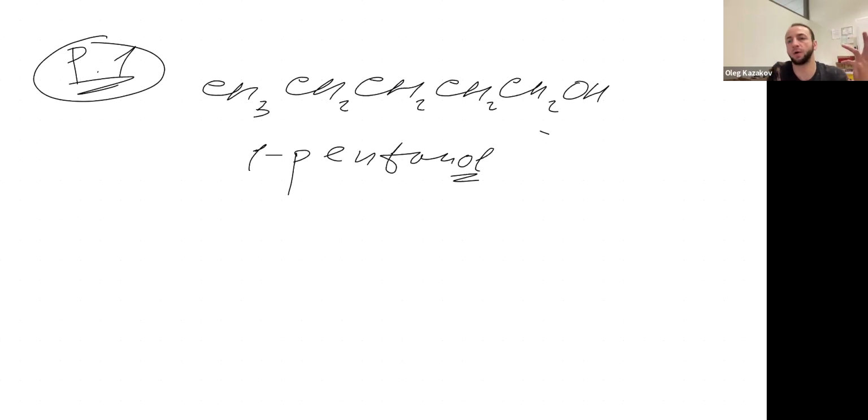It resembles the alkane. Basically, it's going to be a saturated backbone. No double bonds, no triple bonds, nothing of that kind. So 1-pentanol will be made.